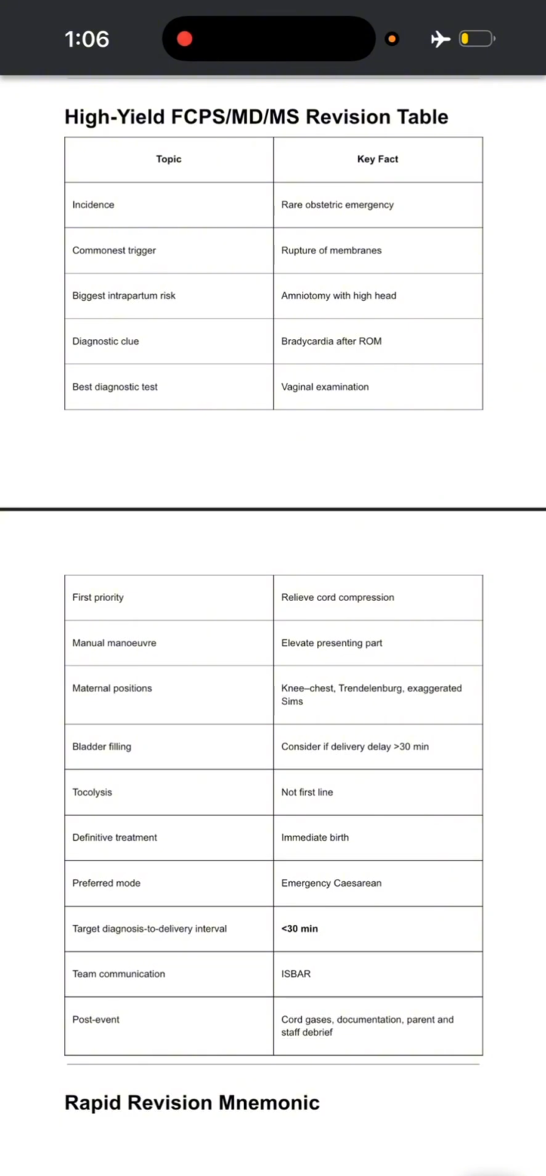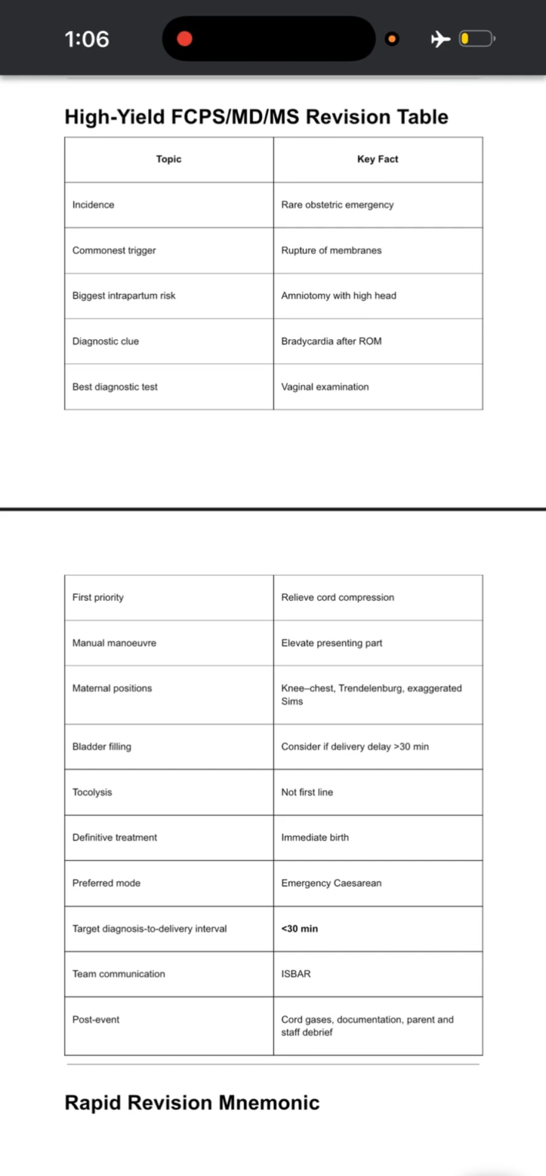Tocolysis is not the first line thing to be used, and it is associated with an increased risk of PPH. Definitive treatment is immediate birth. The preferred mode is emergency cesarean, or if the patient is already fully dilated and you are expecting a delivery interval of less than 30 minutes, then vaginal delivery can also be considered, even with instruments carefully applied. Team communication is done through the SBAR tool.